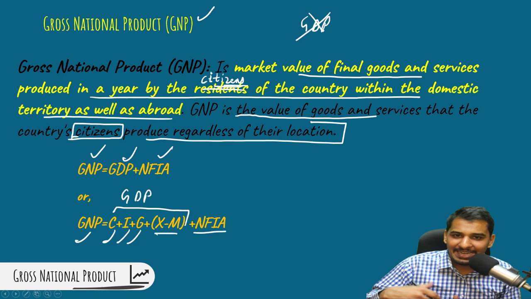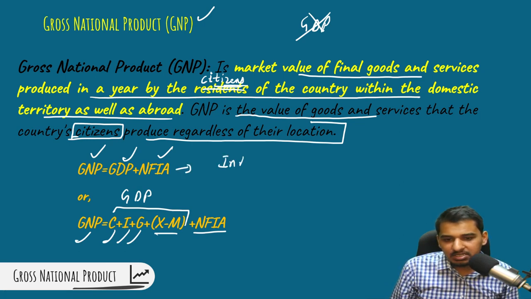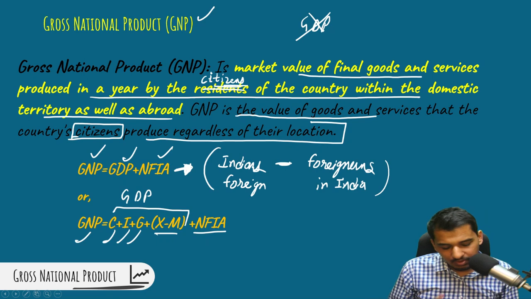You add net factor income from abroad to your GDP, and net factor income from abroad is what we have already discussed. Net factor income from abroad is nothing but income of Indians in foreign land minus income of foreigners in India. This is your NFIA, net factor income from abroad. Please remember this. This is how you calculate GNP from GDP data.